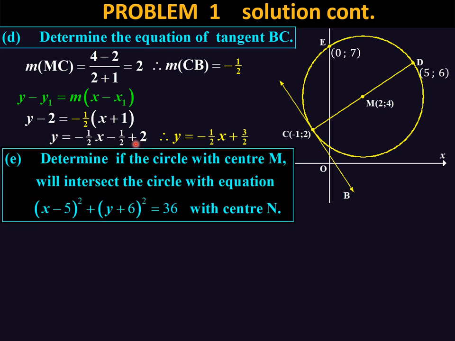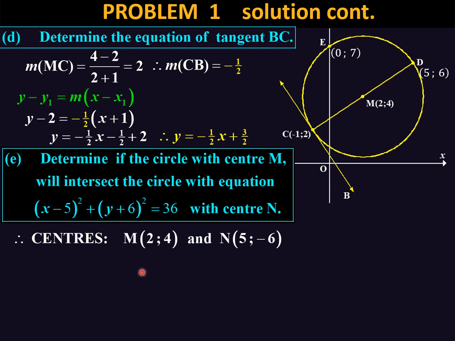Now let's look at the last question. Determine if the circle with center M will intersect another circle. So this circle that we worked out in the previous question, whether it will intersect with the circle with this equation. Now this equation here, it's a new circle. Its center is, that's correct, 5 and negative 6. So this one is 5 and negative 6, and the previous, there's the center, 2 and 4. We don't even have to calculate, it's already given, 2 and 4.